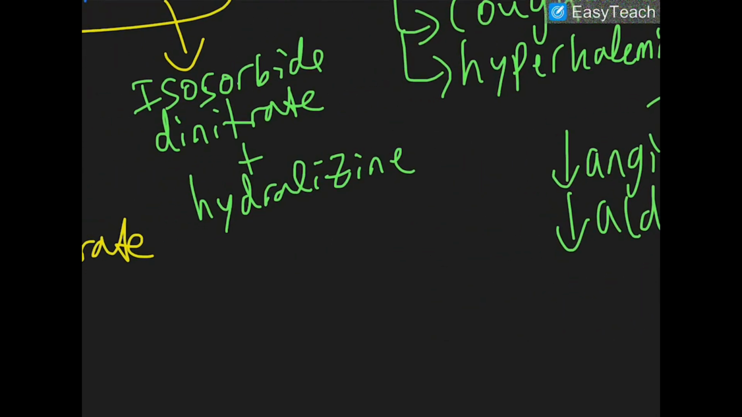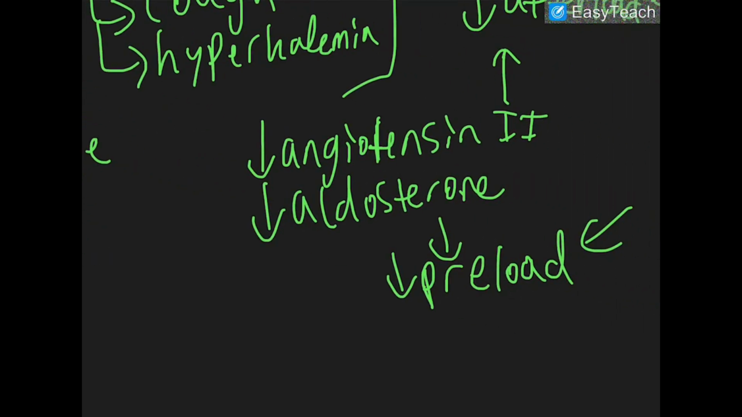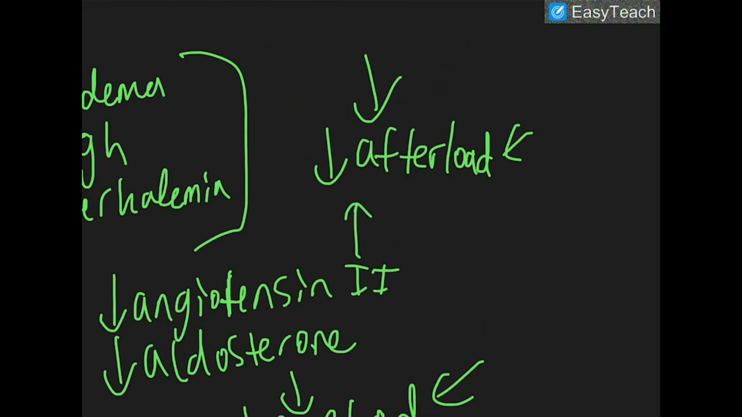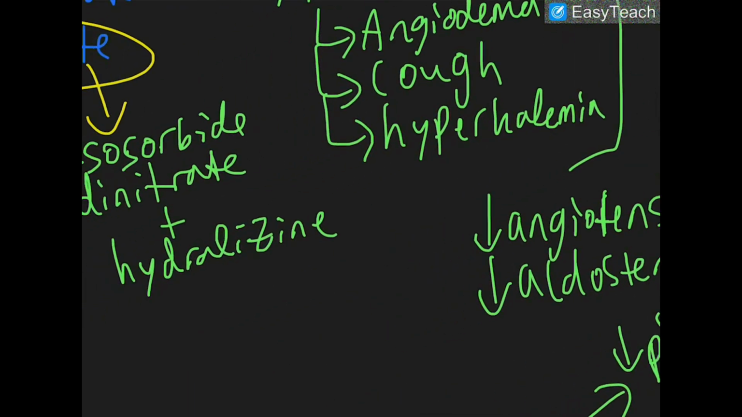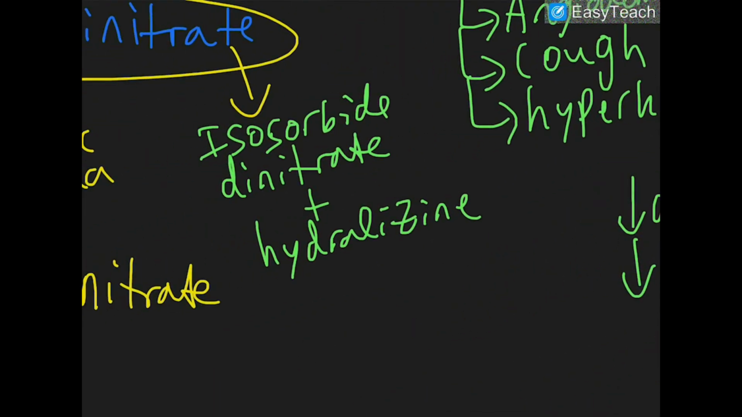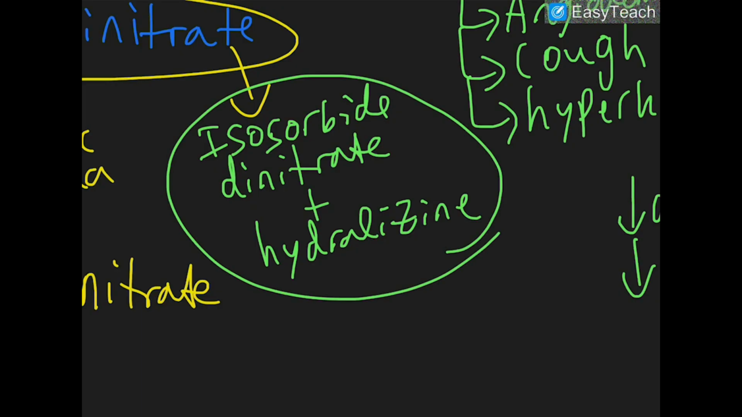And that's where isosorbide dinitrate and hydralazine come in. Isosorbide dinitrate is a nitrate, and what does that do? It dilates your veins, which decreases preload, which we're familiar with. Hydralazine dilates your arteries, your arterioles, which will decrease your afterload. Okay, so that's why isosorbide dinitrate and hydralazine can be a substitution for a subset of the population that cannot tolerate ACE inhibitors and that has heart failure. So that's another use of isosorbide dinitrate.